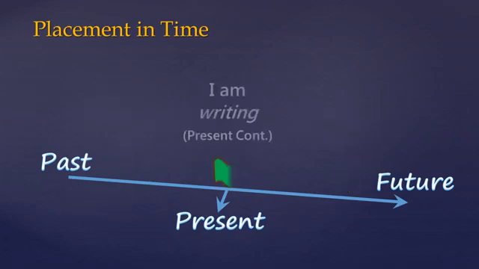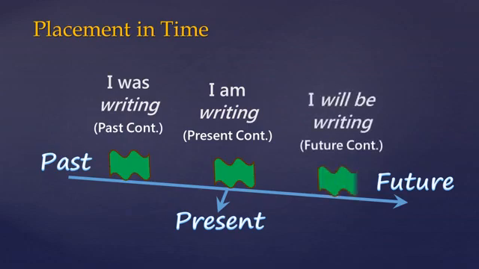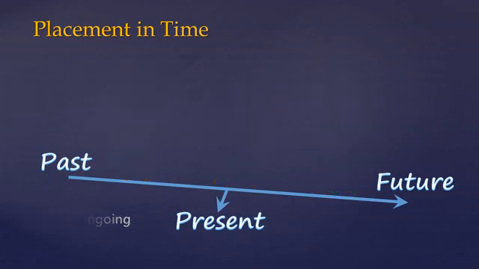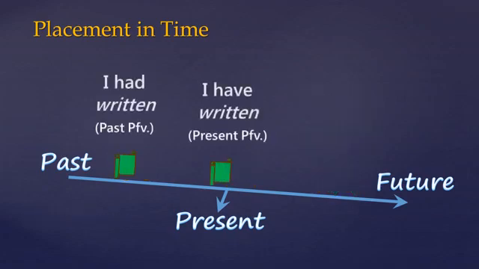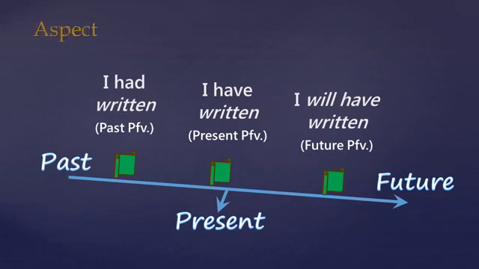Whereas we could say, I am writing, I was writing, or I will be writing, to indicate ongoing activity, an action that continues. Or, I have written, I had written, and I will have written, to indicate a completed activity, or one that is no longer continuing. And this feature of verbs is called aspect. Aspect tells us about the status of the activity.